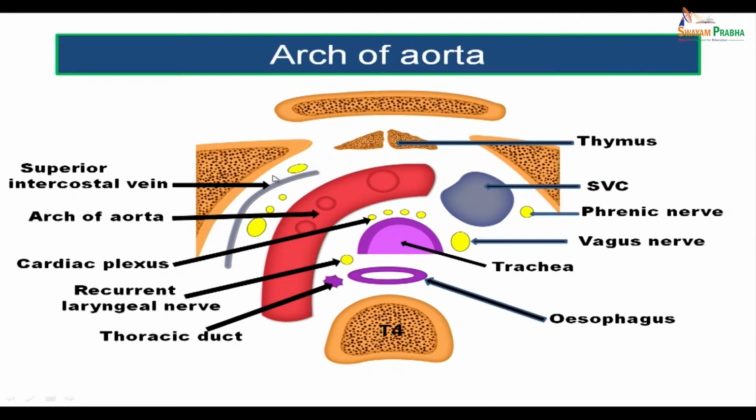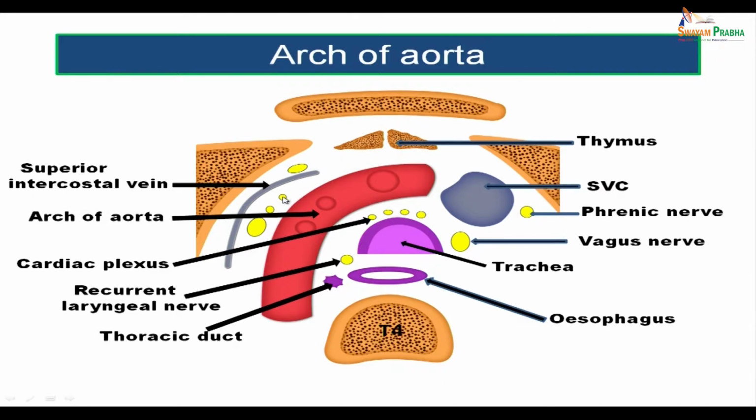Anteriorly and to the left, it has certain structures here. One is the superior intercostal vein, which crosses behind the phrenic nerve and in front of the vagus nerve. So, you find there are 4 nerves anterolateral to the arch of aorta. Anteriormost is the phrenic nerve, posteriormost is the vagus, and in between are the 2 cardiac branches.